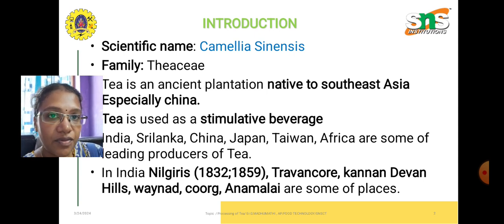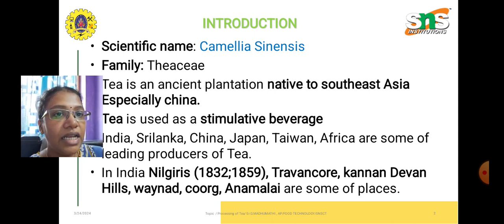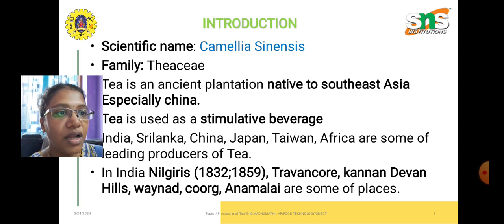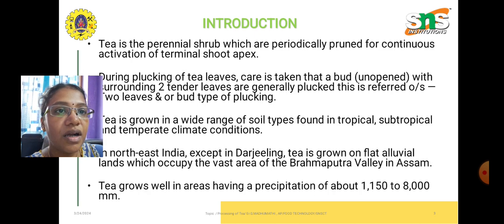And as we all know, it is a stimulative beverage, so it stimulates each and every time we consume it. And in India, Nilgiris, Travancore, Kannan Devan Hills, Wayanad, Coorg and Anamalai are some of the places where they cultivate the tea leaves. So this is a short introduction about tea.